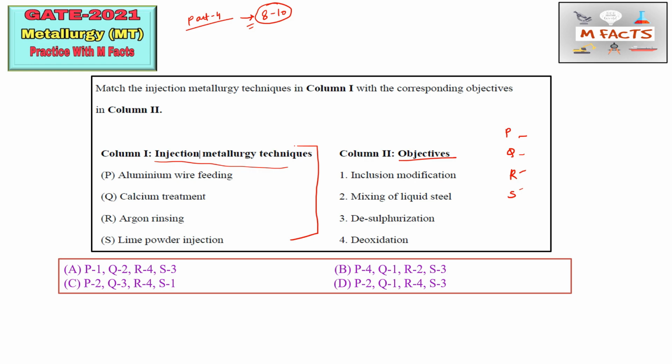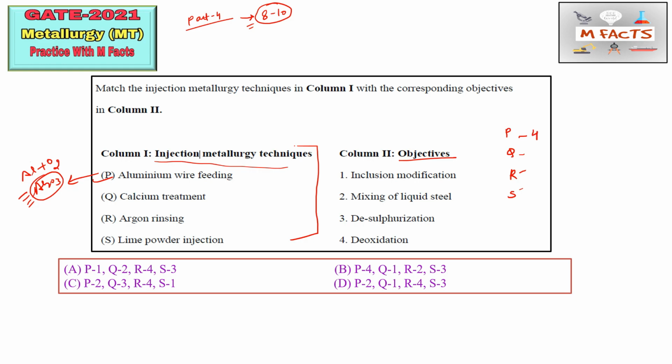So, aluminum wire feeding. Aluminum wire feeding is generally done for deoxidation, because the aluminum will react with the oxygen and produce Al2O3, and this will form an oxide layer in the steels. So the main objective of aluminum wire feeding is deoxidation. So P we can match with 4.